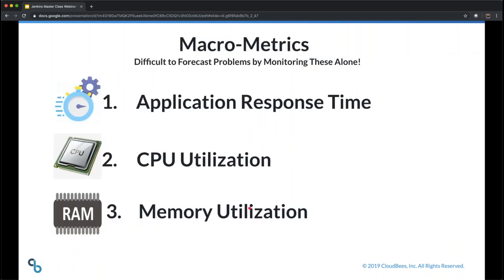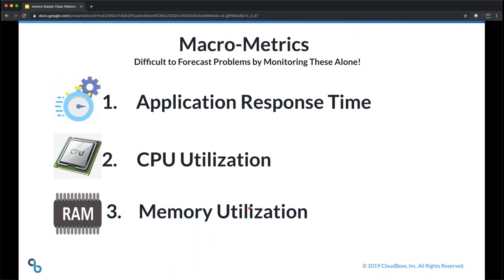So typically, as JVM administrators, how do we monitor this in the JVM world? Well, historically, we've looked at three things, which I call macro metrics. You're looking at application response time. How much CPU is my application using? And how much RAM? The problem with this is that the problems are difficult to forecast. So therefore, there's a concept of monitoring micro metrics, which is a good practice to employ in your environment.